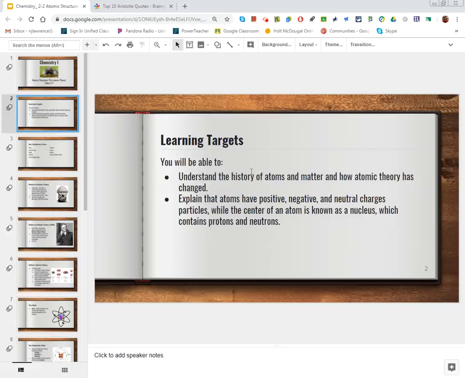And then in the next few videos, we'll actually see what we believe to be true today with our modern atomic theory. In this video, we're also going to touch on protons, neutrons, and electrons, the nucleus, and the experiments that helped us determine that they exist today.